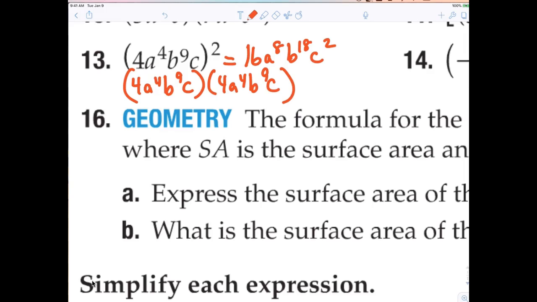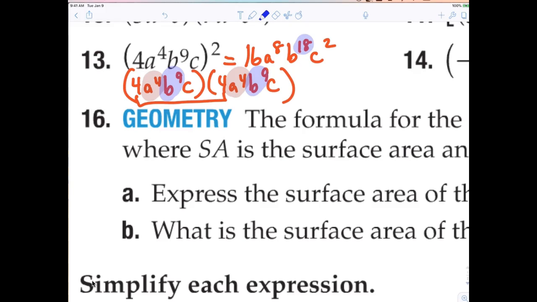Right? Now, it's the same rules as what we did when we're multiplying. Does everybody agree with me? So if somebody said, what's a to the 4th times a to the 4th? We tell them, I would say a to the 8th, because you're adding exponents when you multiply. And if we say b to the 9th times b to the 9th, we would say b to the 18th. Does everybody understand what I'm trying to show you?